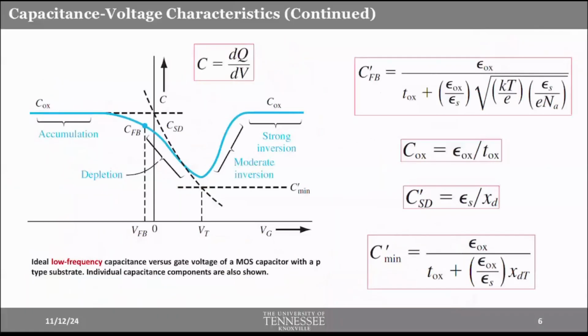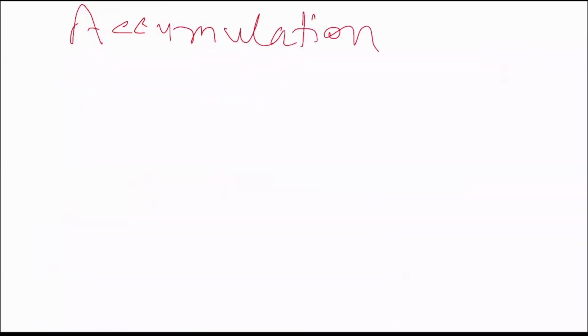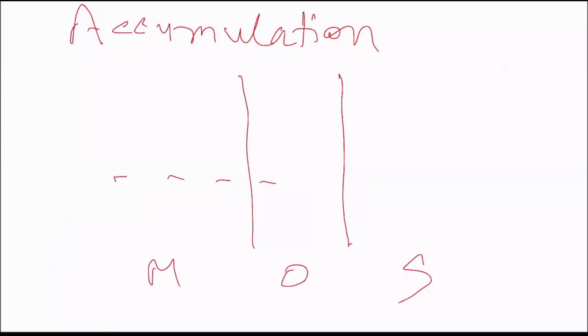So let me draw it in some other slide. Actually, let me draw it in this way. Think about the accumulation region. In the accumulation region, we have something like this. This is the metal part, this is the oxide part, this is the semiconductor part. Do you remember what kind of voltage you applied for the accumulation region? Negative voltage, right? We are applying negative voltage at the accumulation region.